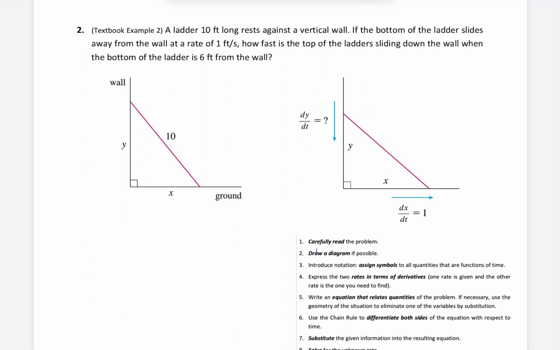In this relative rates problem, we have a situation with a ladder that's a constant 10 feet long. It's just resting right here. Here's my ladder. It's made out of metal probably and doesn't change at all. It's resting against this vertical wall. So here's my wall here.